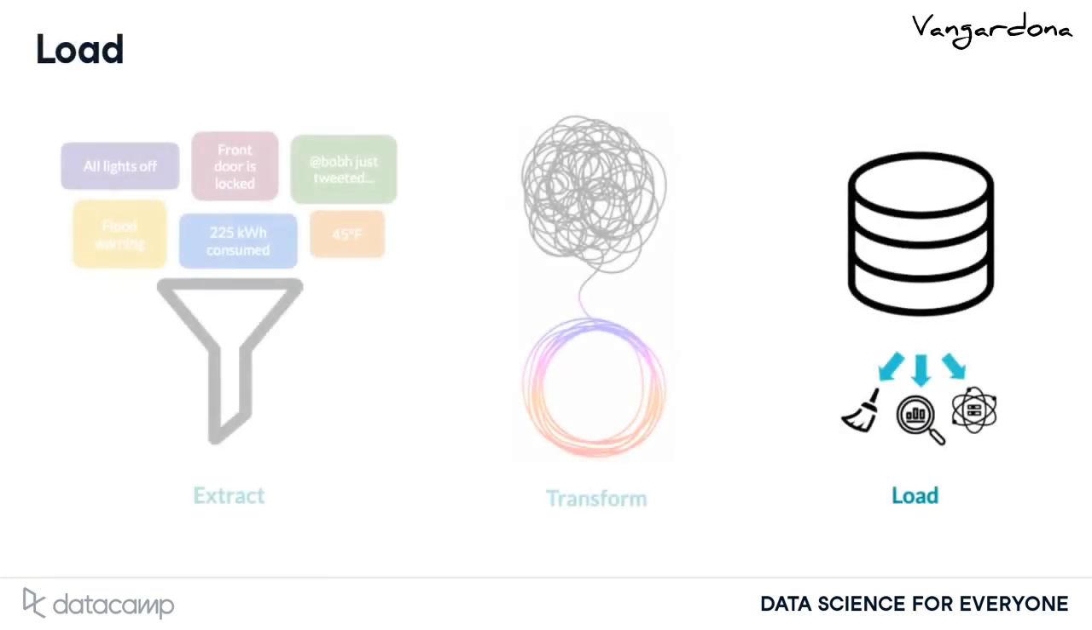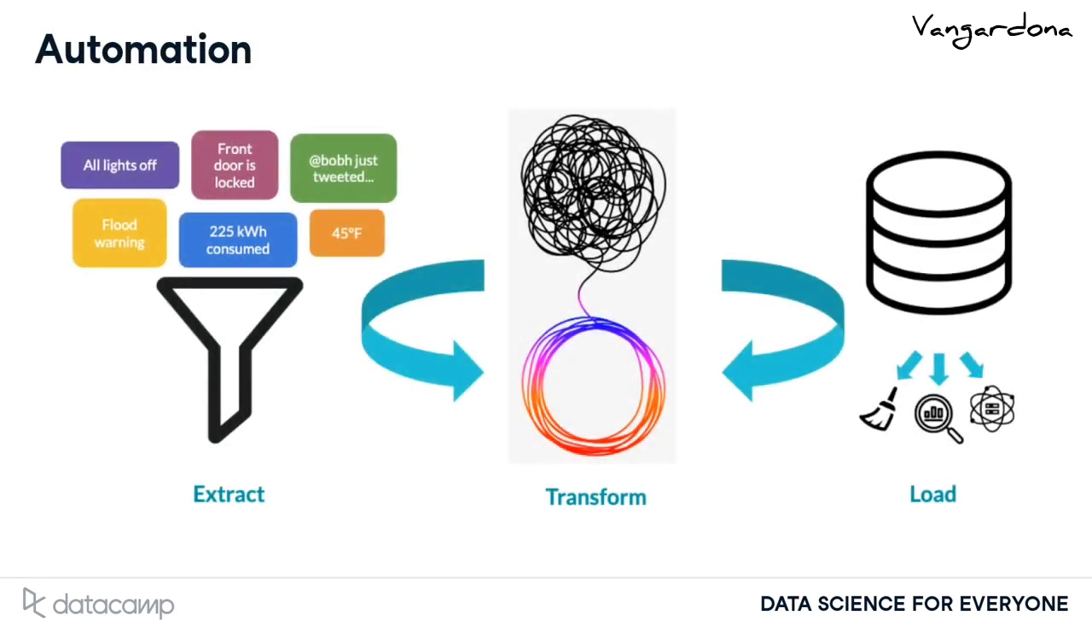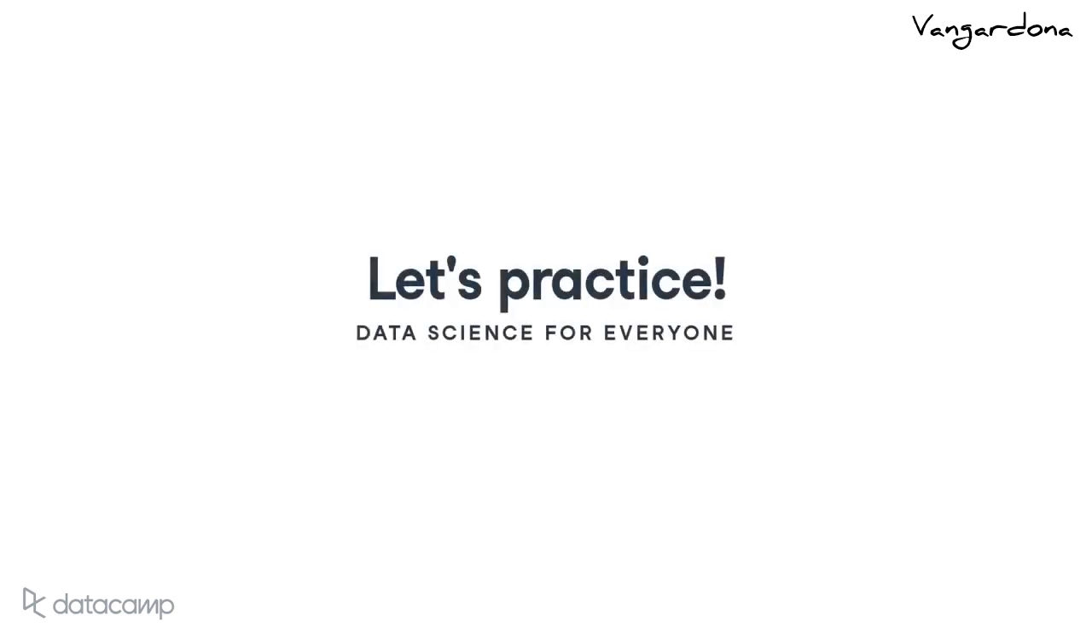Finally, we load the data into storage so that it can be used for visualization and analysis. Once we've set up all those steps, we automate. For example, we can say every time we get a tweet, we transform it in a certain way and store it in a specific table in our database. There are tools that are specialized to do this. The most popular is called Airflow. Now, it's time for some exercises.